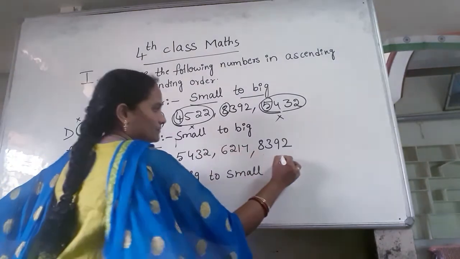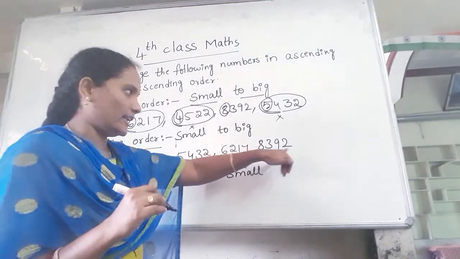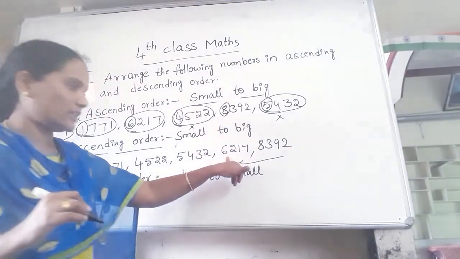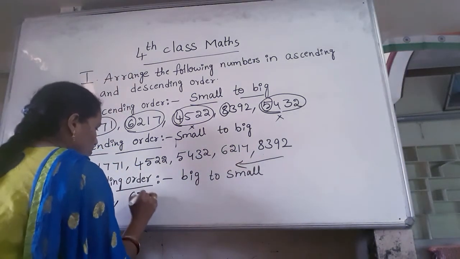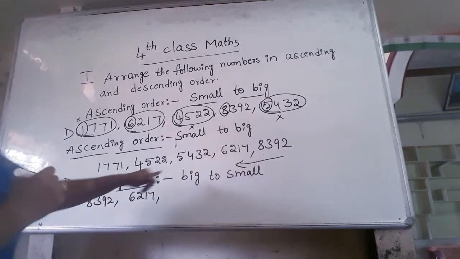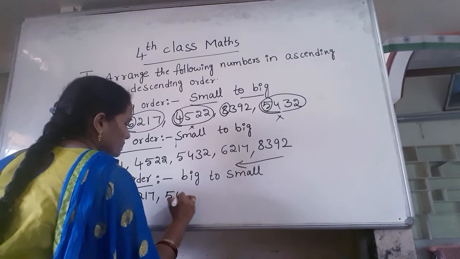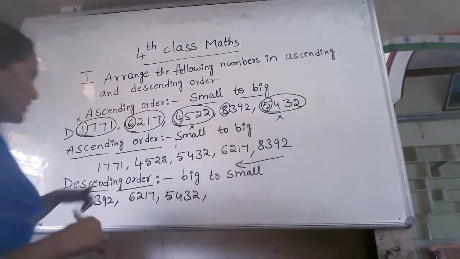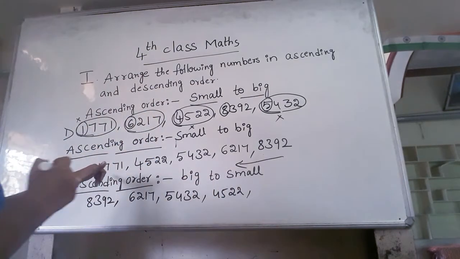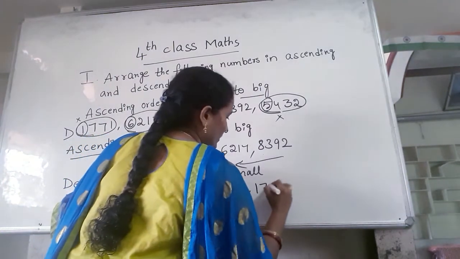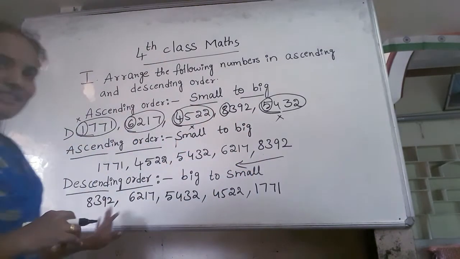Then next you follow from 8392. Next one is what? Next big number is what? 6217. Next one, 5432. Now next one, 4522. Now last one is what? 1771. This is our descending order.